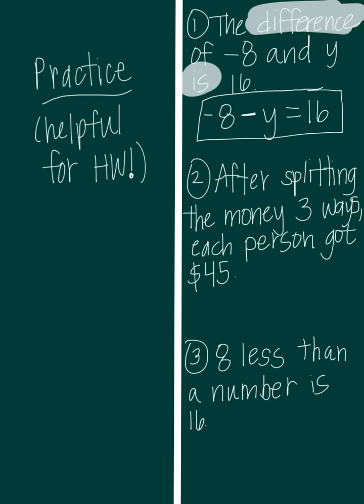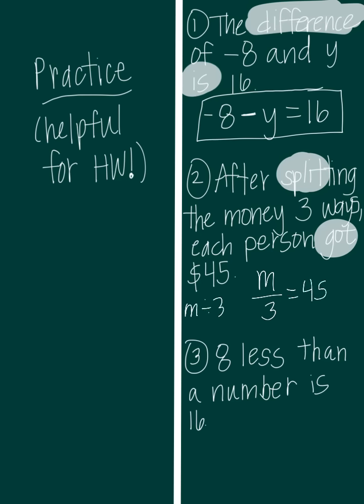Number 2, after splitting, so split's a keyword, the money 3 ways, each person got $45. So we didn't put got in the list, but that's another way of saying equals. So we're going to use the variable m for money. M over 3 equals 45. Or you could put m divided by 3. Either way would work.